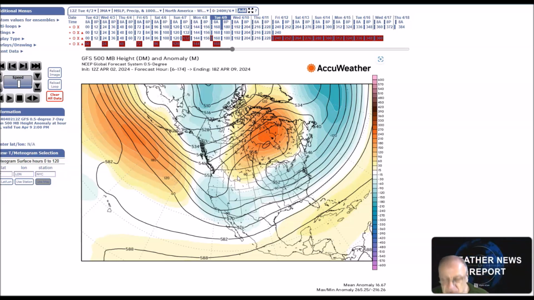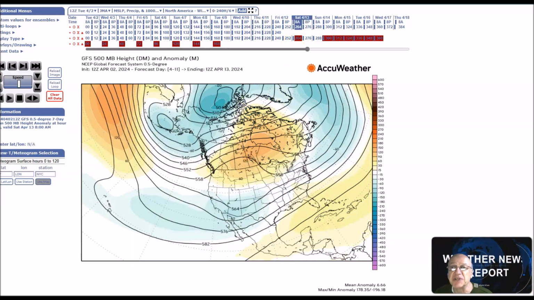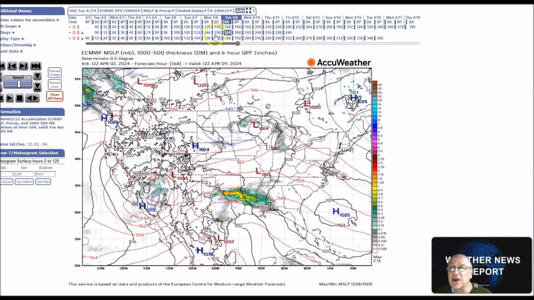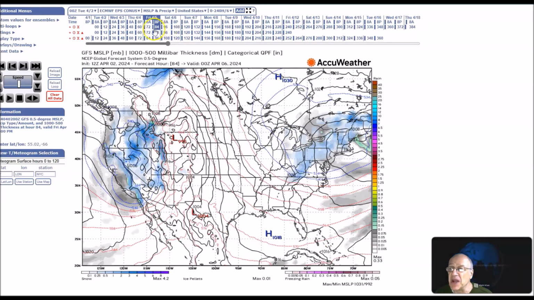Now, there are two upper lows, as I said. There's one here and one here. With one in the west and another over the northeast, the ridge will strengthen across the center of the nation, bringing unseasonably warm temperatures. The system over the northeast will support an impactful coastal storm with snow, rain, and high winds. We'll take a look at that at the surface. This is for the 5th to the 9th.